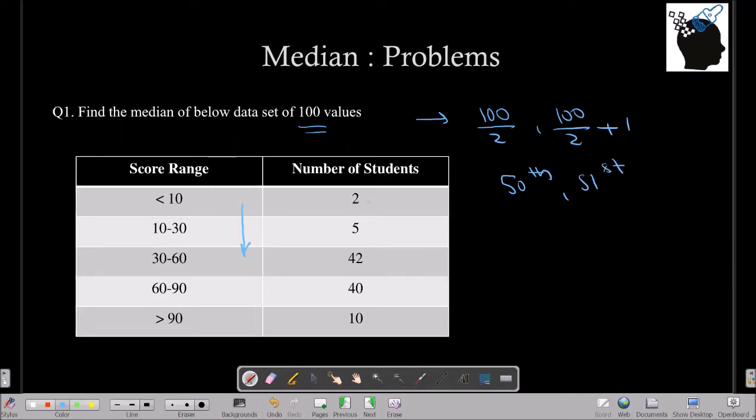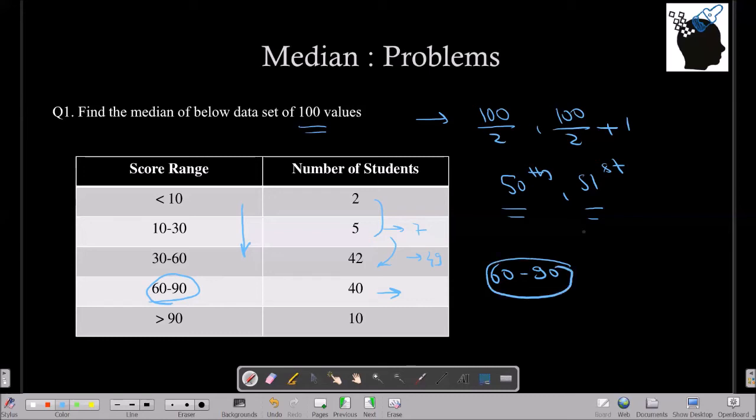So we'll start from the top and we'll see when exactly do we reach the 50th and the 51st term. So 2 plus 5 is 7. 7 plus 42 is 49. So we know that our 50th and 51st term lie in this range of 60 to 90. That means the median of this data set will be between 60 to 90.